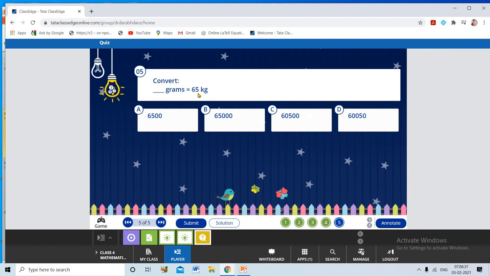Now let us do question number 5. Dash grams is equal to 65 kg. Yes, students, 6500 grams is equal to 65 kg. Let us submit this question. This is wrong. So what is the correct answer? 65 kg is equal to 65,000 grams because we know 1 kg is equal to 1000 grams. So this is the correct answer. This one. Let us see the answer. Yes, it is the correct answer.